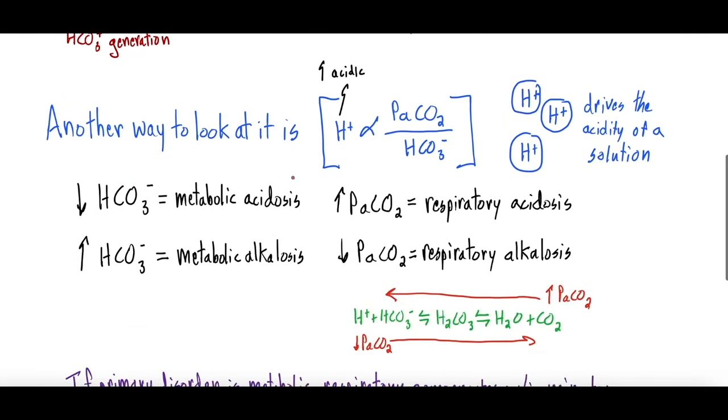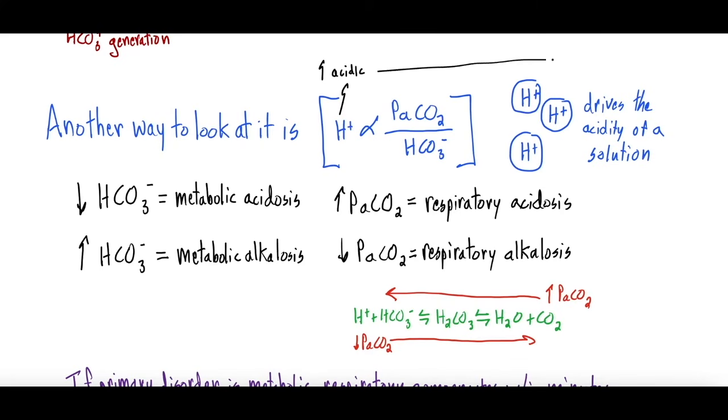And the reason it's good to think about it this way is because it helps us understand metabolic acidosis, alkalosis versus respiratory acidosis, alkalosis, right? And as we mentioned right here, hydrogen ions drive the acidity of solution. But what are we saying down here? So if you have a decreased amount of bicarbonate, looking at this equation, what do you expect? Do you expect there to be more or less hydrogen ions, aka do you expect it to be more acidic or less acidic?